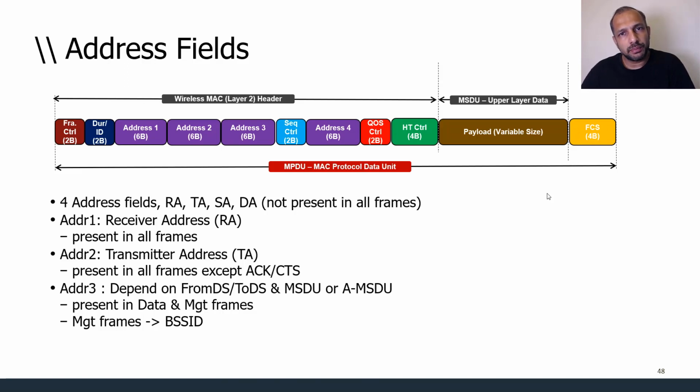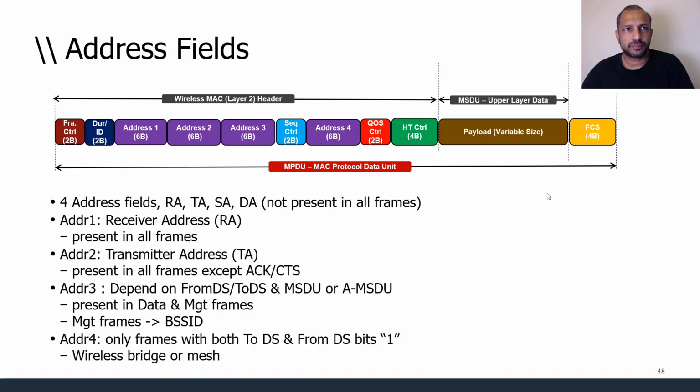So if it is a management frame, address field 3 is always the BSS ID. That is the MAC address representing that particular SSID. So that is what is in address field 3 in the management frames.